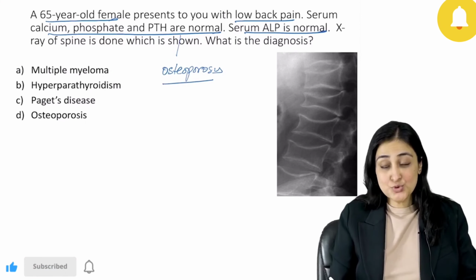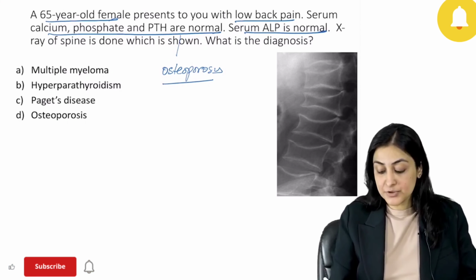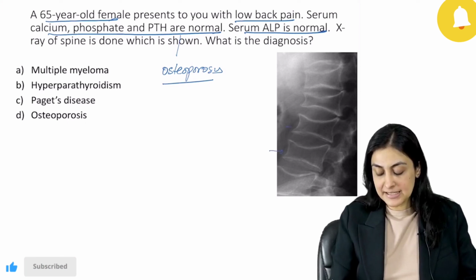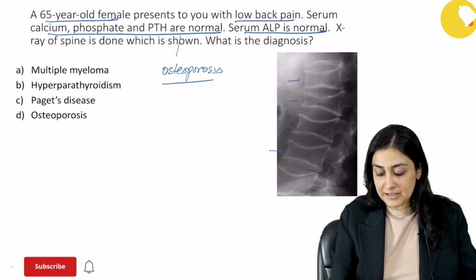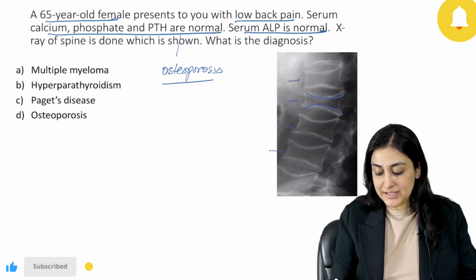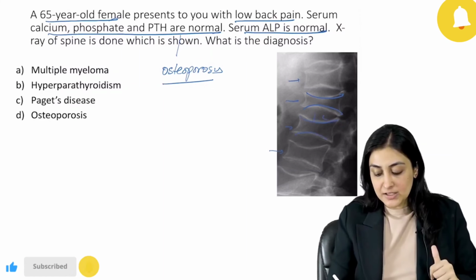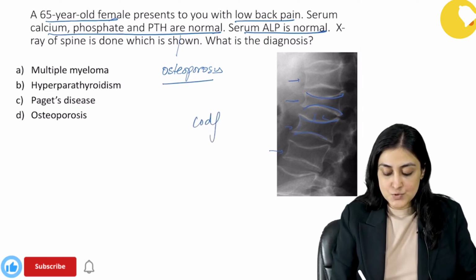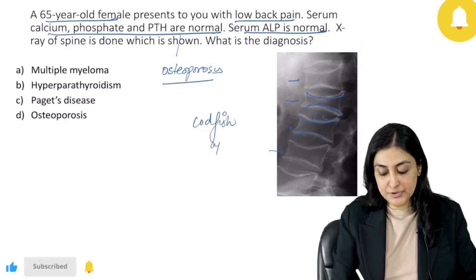We see all the bones. Do you see how bones should have appeared white? They are appearing diffusely decreased in density. The bones are very, very weak, and as a result, because of the body weight, they are all getting depressed. The end plates are getting compressed, resulting in this kind of an appearance that is called as codfish appearance.